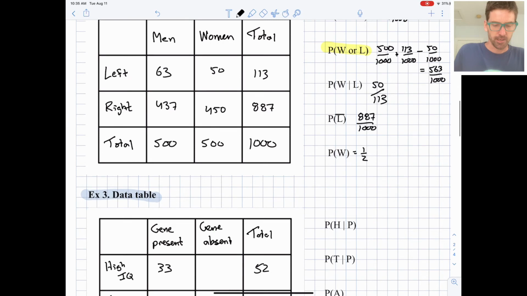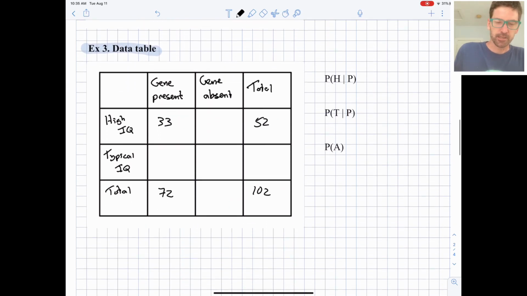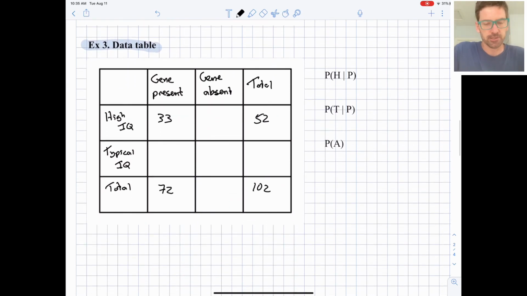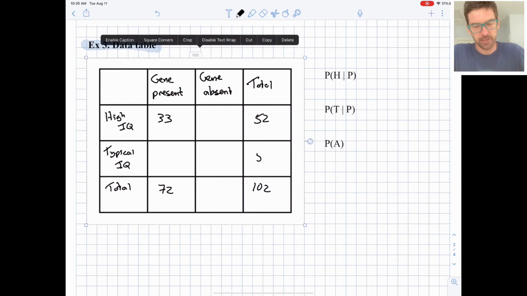All right. Sometimes the challenge is actually filling in the data table. And so let's do that one right now. And so here I'm giving you only a portion of the numbers. I don't have any sort of an introduction or any other information available. And we just want to make sure everything adds up. So these things have to add up to 102. So that is going to be a 50 right here.